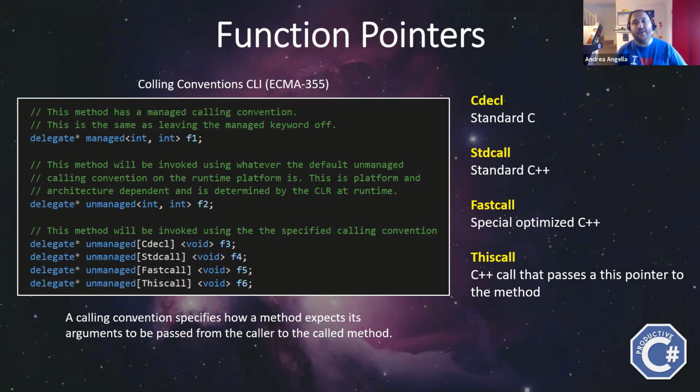And there are different calling conventions defined in the ECMA-335 standard, the Common Language Infrastructure standard, which has been around since the beginning of .NET. Standard C or standard C++ or special optimized C++, or thiscall if you need to use a function pointer to an instance method. So you can actually use this sort of low-level function pointers if you really need to interop with other code in a more unmanaged way.